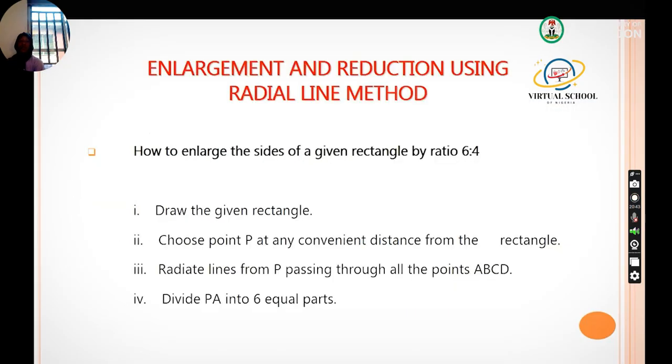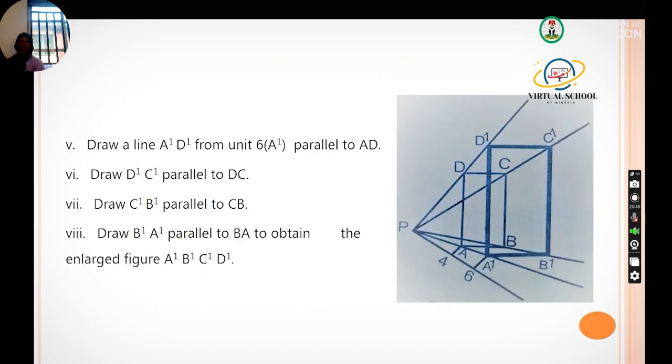Then divide PA into 6 equal parts. Like I said earlier, you can step on it 6 times. Make sure they are equal. So these are step 4, step 6. So step 5 should be in between here. Draw a line A1, D1 from unit 6. This is unit 6, A1. Label it A1. Do not forget, like I said, your questions will be supported with images at all times so that you can have something to reference.